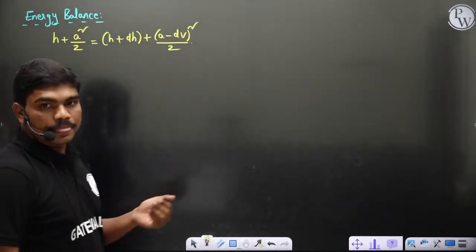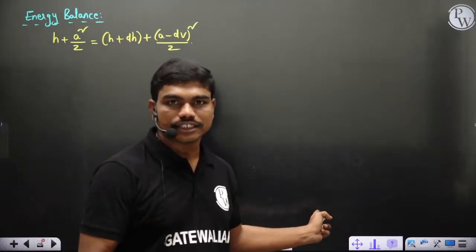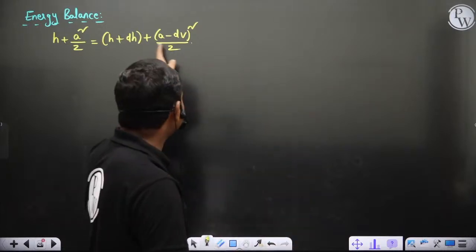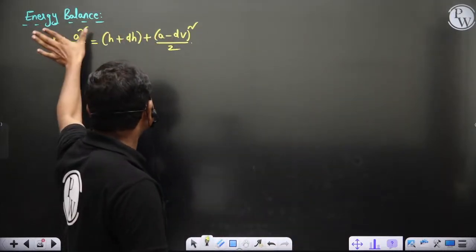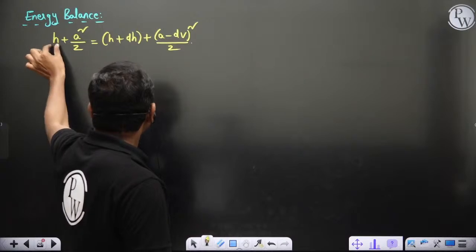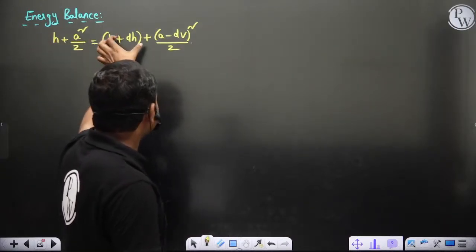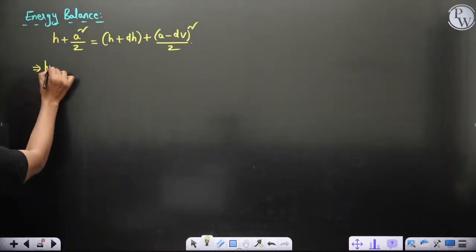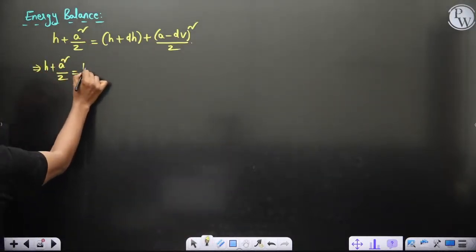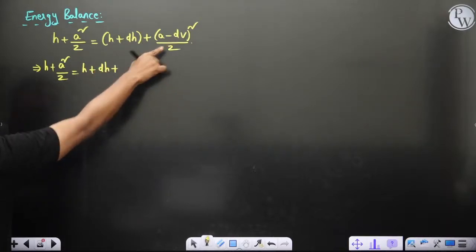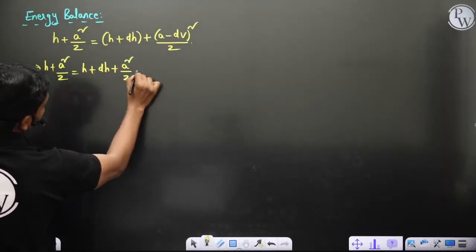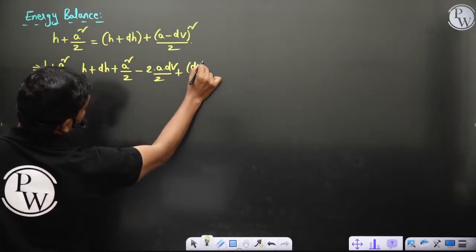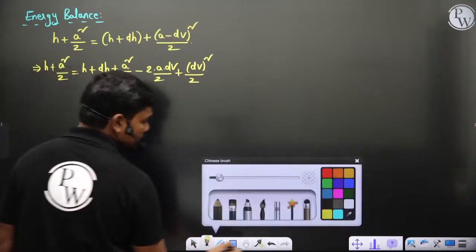See guys, because it is adiabatic, no heat interaction, no work interactions, no paddle wheel, nothing. Okay, no work interactions. Change in potential energy is neglected, so you have only kinetic and enthalpy. So change in kinetic energy plus enthalpy is equal to 0. Which means specific enthalpy plus kinetic energy at inlet should be equal to enthalpy plus kinetic energy at the outlet. That's it. Okay, so again if you simplify this equation, we have h plus a square by 2 equals h plus dh plus, if you simplify this, a square by 2 minus 2 times a dV by 2 plus dV square by 2. Okay, so this is the equation, simple math.